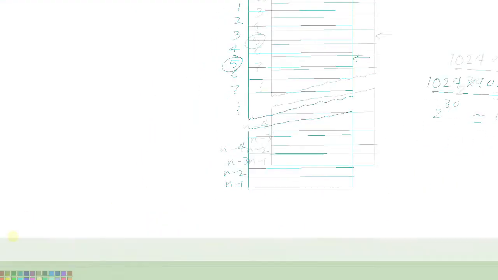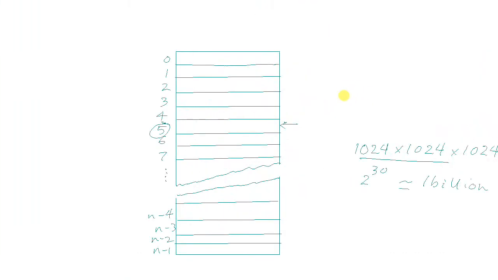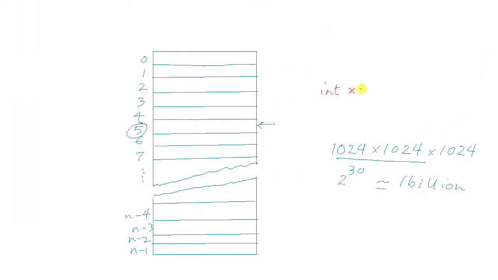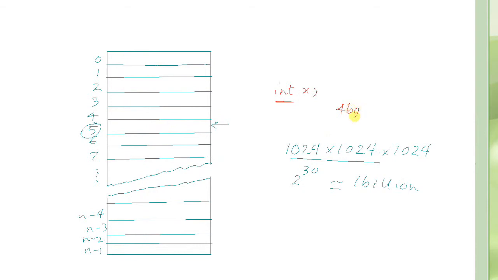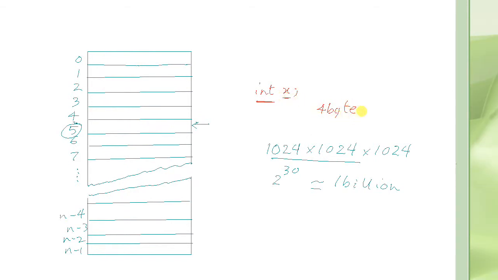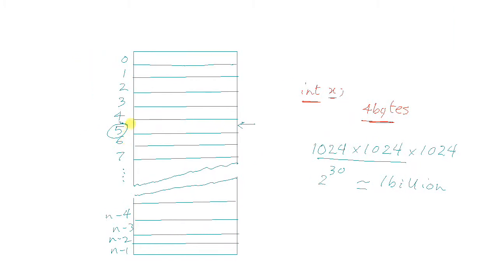Okay, so when we write in our C program, int x, what happens at this point? The computer, or actually the operating system, allocates memory somewhere for this variable x, and integers are basically 4 bytes long. So this variable x is 4 bytes long, so it allocates 4 bytes for it. Say for example it allocates these 4 bytes right here.